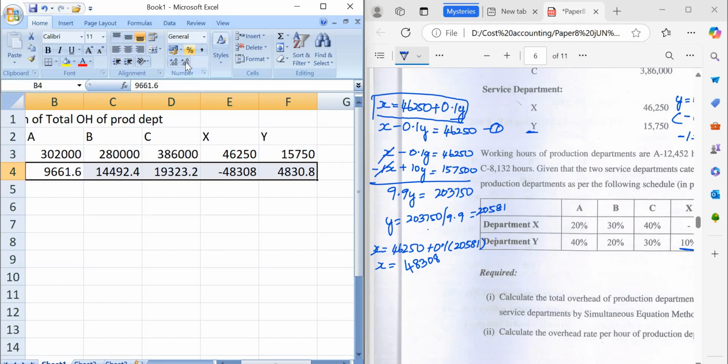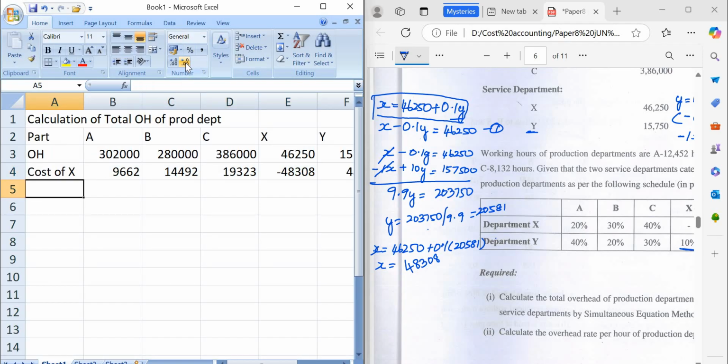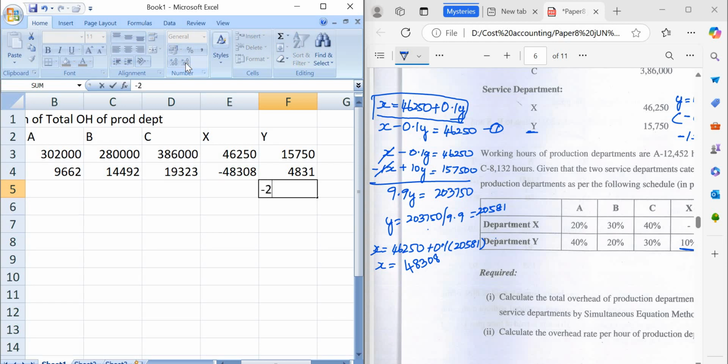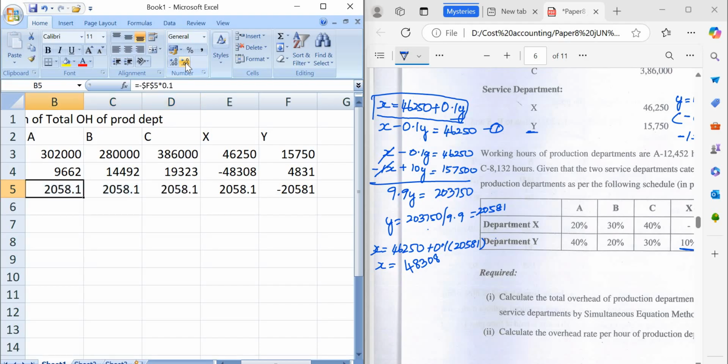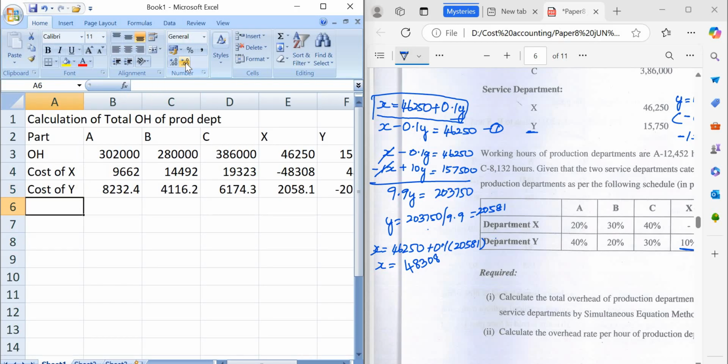In the same way I want to calculate for Y as well. So the cost of Y we have calculated is 2581. Here I will be putting 2581 in minus. For X it is 10% only, so 0.1. For A it is 40 percentage, for B it is 20 percentage, and for C it is 30 percentage. So they are going to get this overhead. So I want to add these expenses.